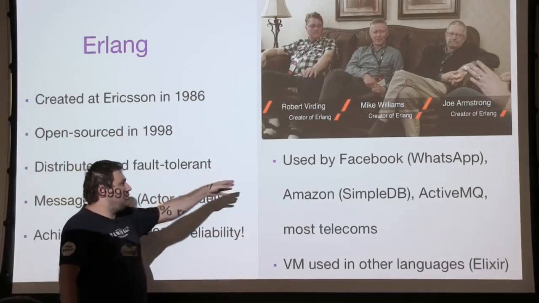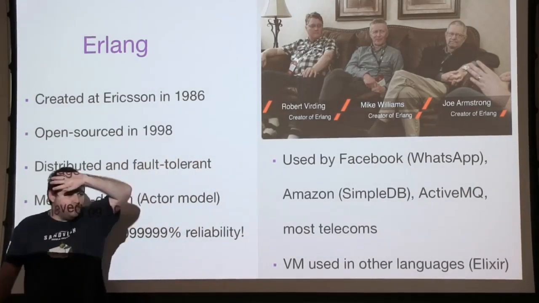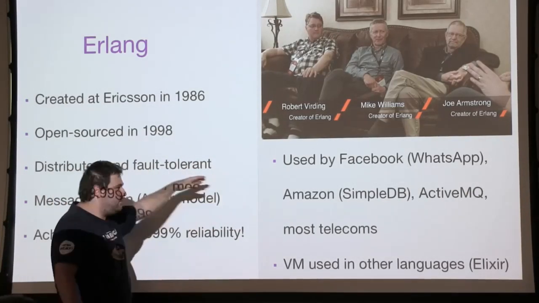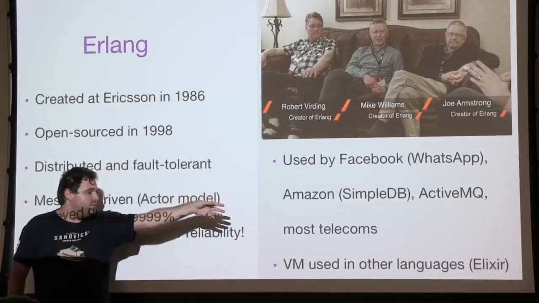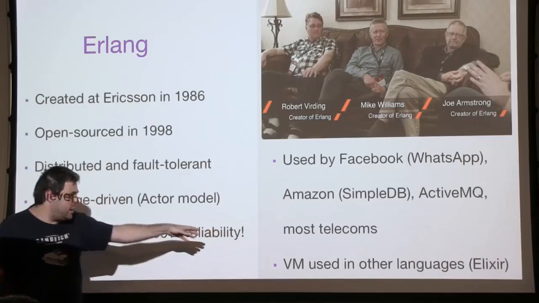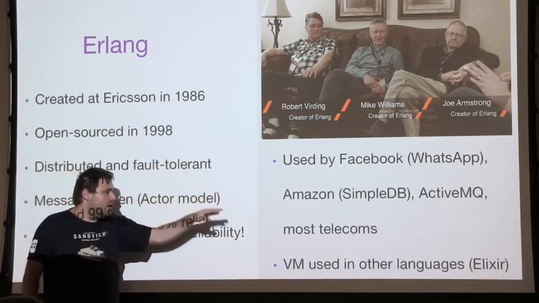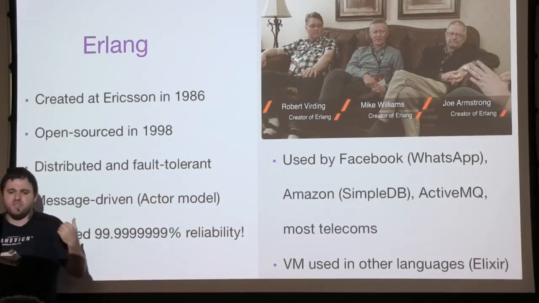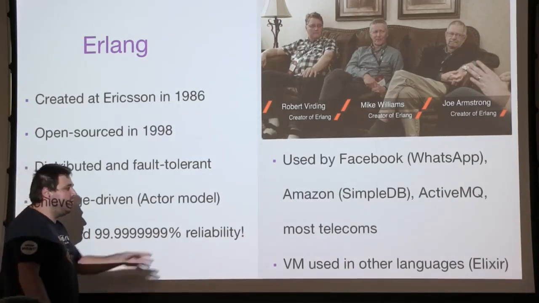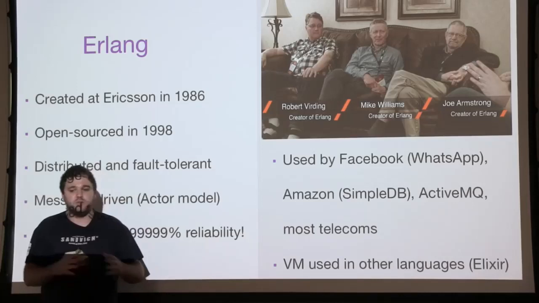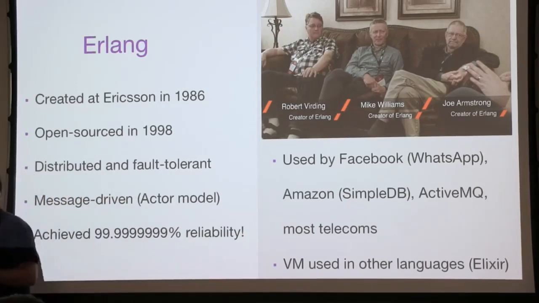So it's used in the industry, it's used by WhatsApp to handle all the 20 billion texts every day and images. And it's used by Amazon, ActiveMQ is written in it, most telecoms are using it. And the language itself, Erlang, is a bit old, so there are more modern languages on top of the VM. Most prominent one is Elixir. It looks like Ruby, but it runs on top of the Erlang VM.